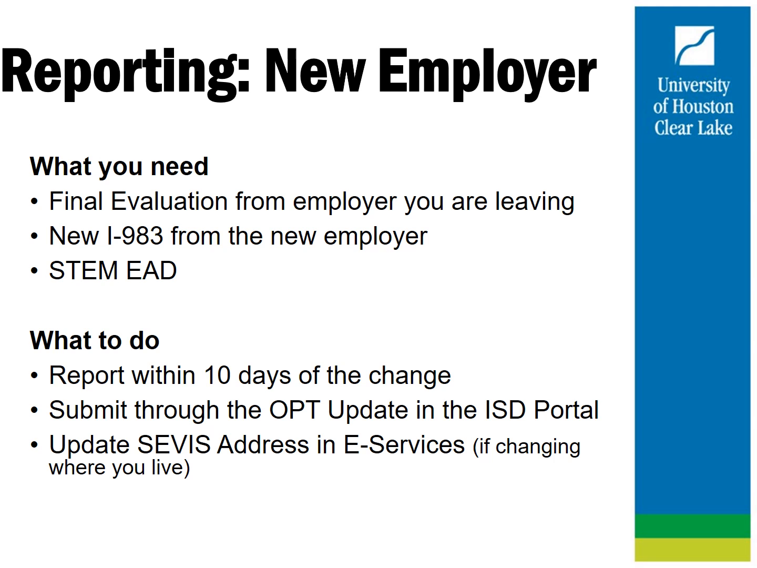The following slides will refer to reporting changes after your STEM EAD has been approved by USCIS. To report a new employer while on STEM OPT, you will need to have your final evaluation from the employer that you are leaving completed and signed. It is a self-evaluation. This means that you are the one that writes down your own evaluation of what you have learned and accomplished. You will sign it, and so will the employer that you are leaving. Signatures must be pen, ink, or DocuSign approved. Typed font signatures are not accepted by UHCL. You will also submit pages 1 through 4 of the Form I-983 for the new employer that you are joining.